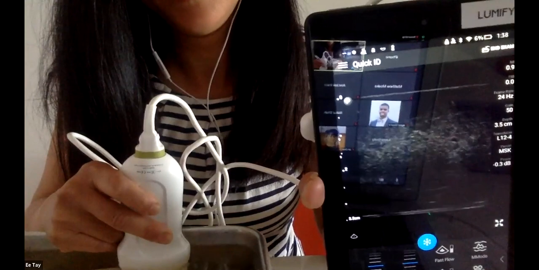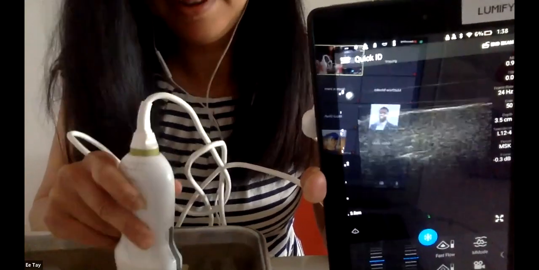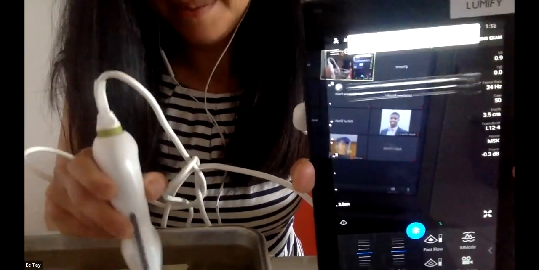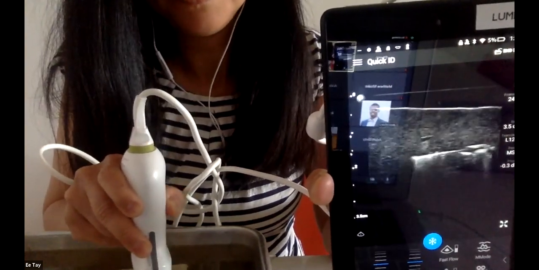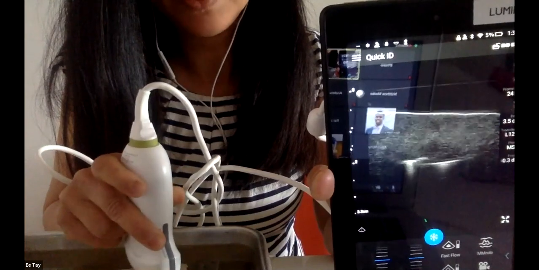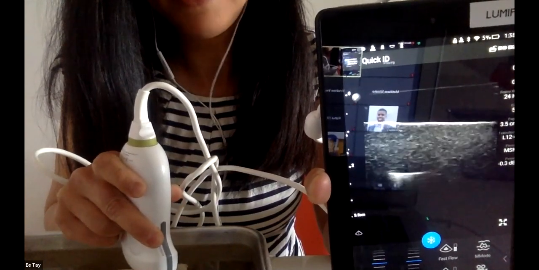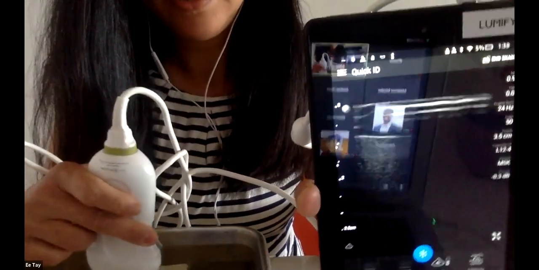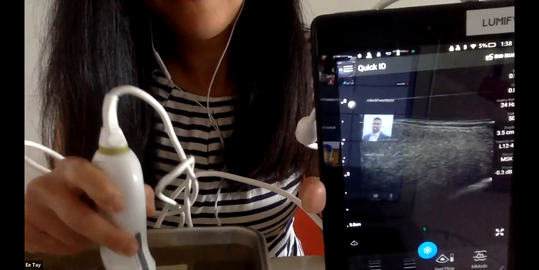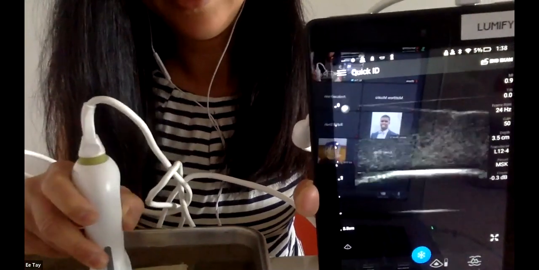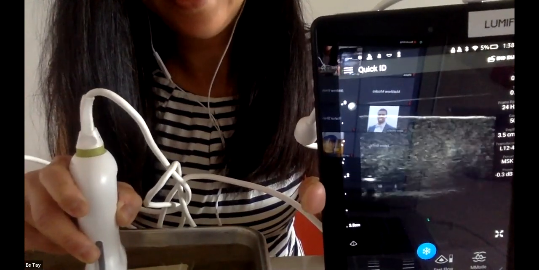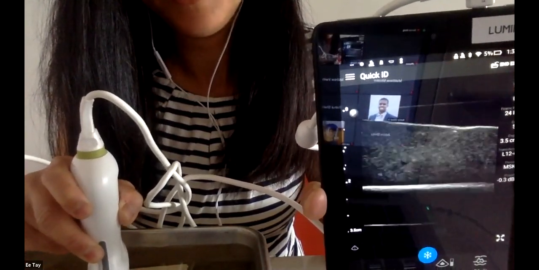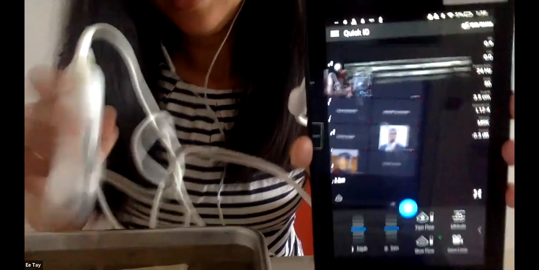Oh, here it is. I think this is my paper clip that I stuck in here. So that's my foreign body. And then if I want to turn this to a horizontal, I can do it this way, like that. Okay, so this is tofu.